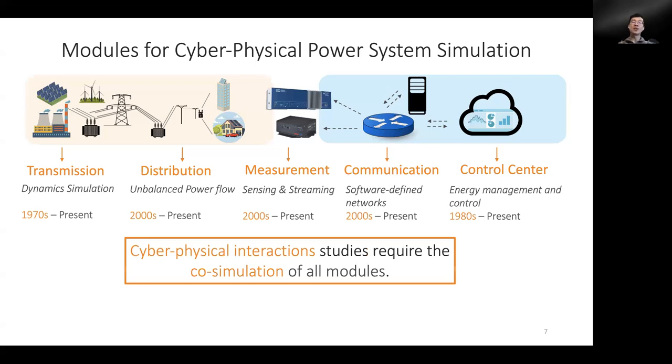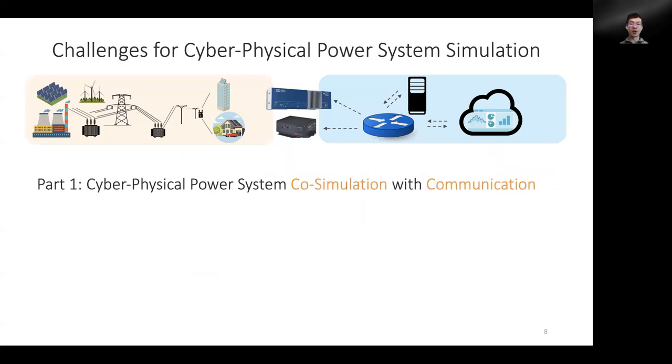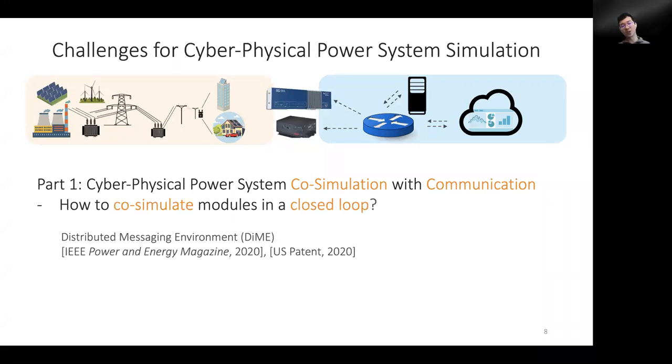However, in order to study cyber-physical interactions, we have to co-simulate those modules as a larger simulation setup. There comes the first part of the talk, which is cyber-physical power system co-simulation with communication. There are two keywords in here. One is co-simulation and the other one is communication. So I'll address co-simulation first. And the goal is to co-simulate different modules or subsystems of a cyber-physical power system in a closed-loop fashion.